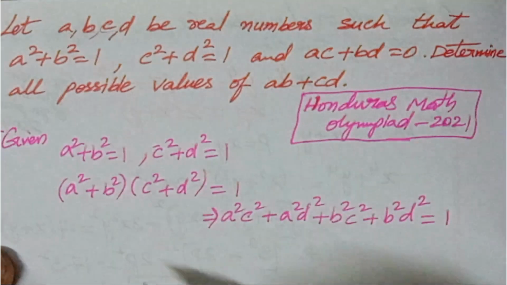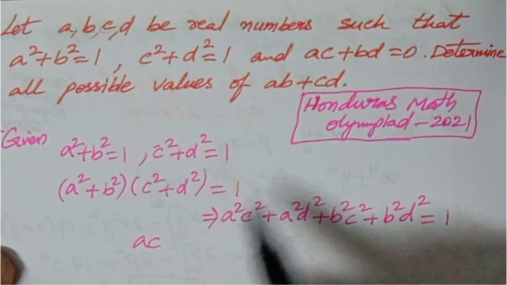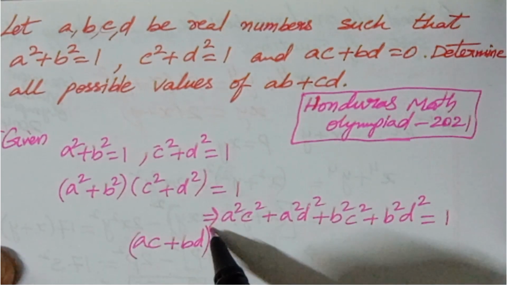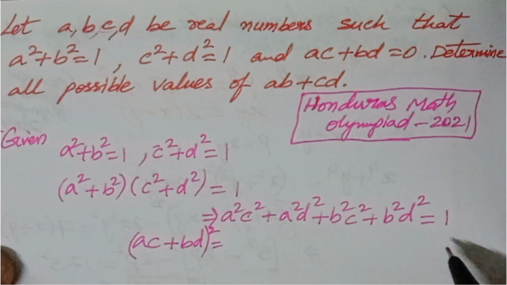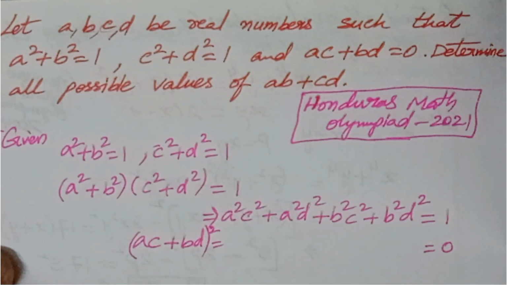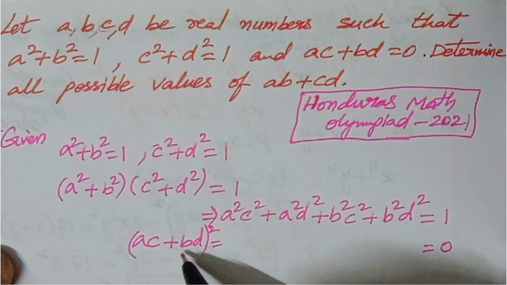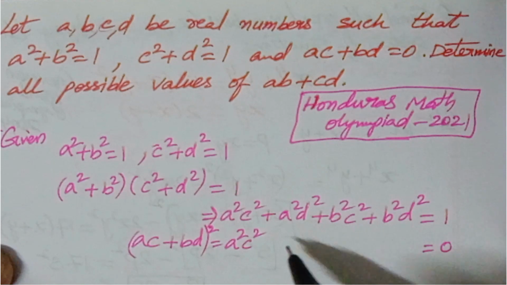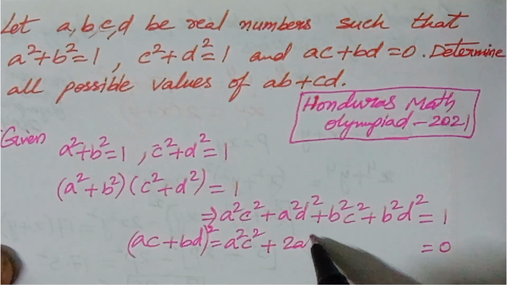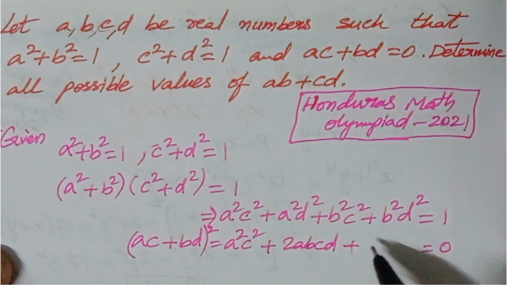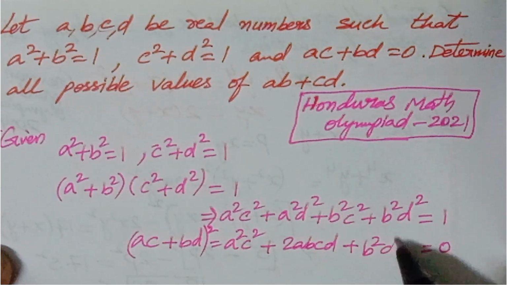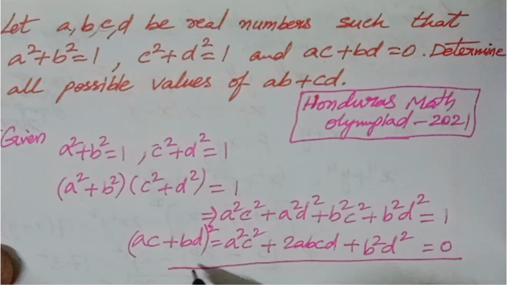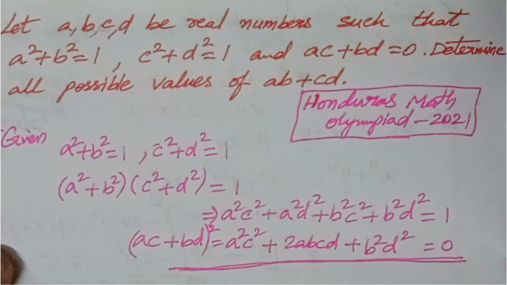Now, you will take the third one, AC plus BD. AC plus BD whole square, its value is 0. AC plus BD whole square you are expanding, so A square C square plus 2ABCD plus B square D square is equal to 0. Now, if you subtract these two equations, what will you get here?